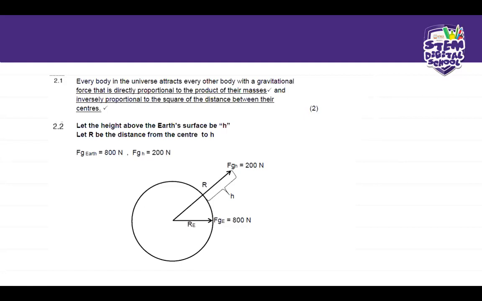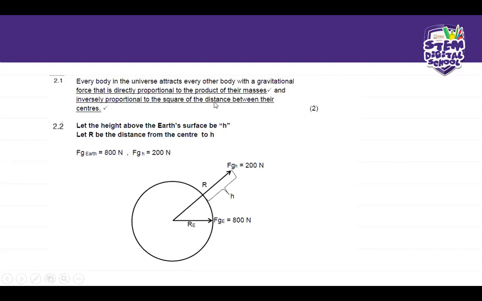It says that every body in the universe attracts every other body with a gravitational force that is directly proportional to the product of their masses and inversely proportional to the square of the distance between their centers. So that is the law of universal gravitation.